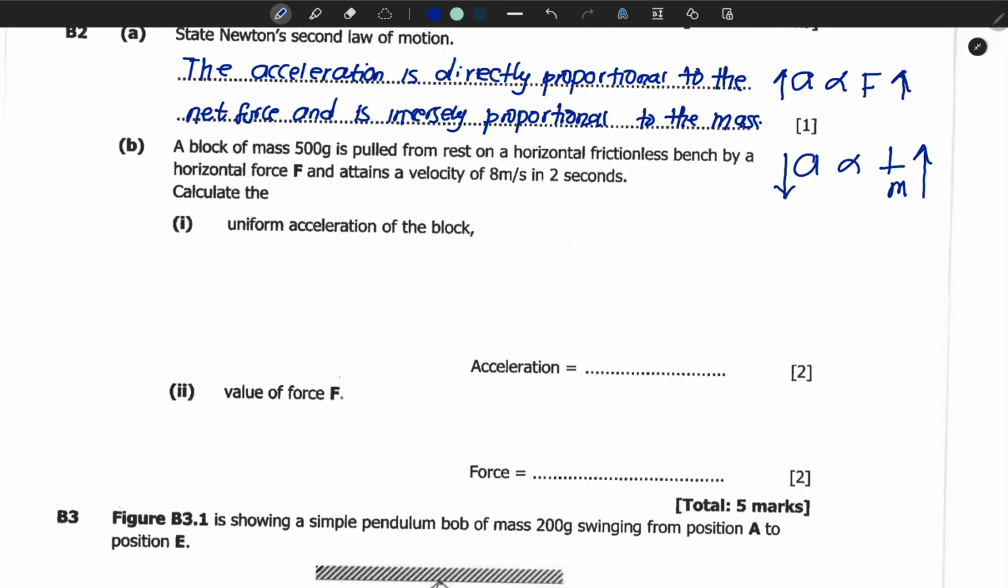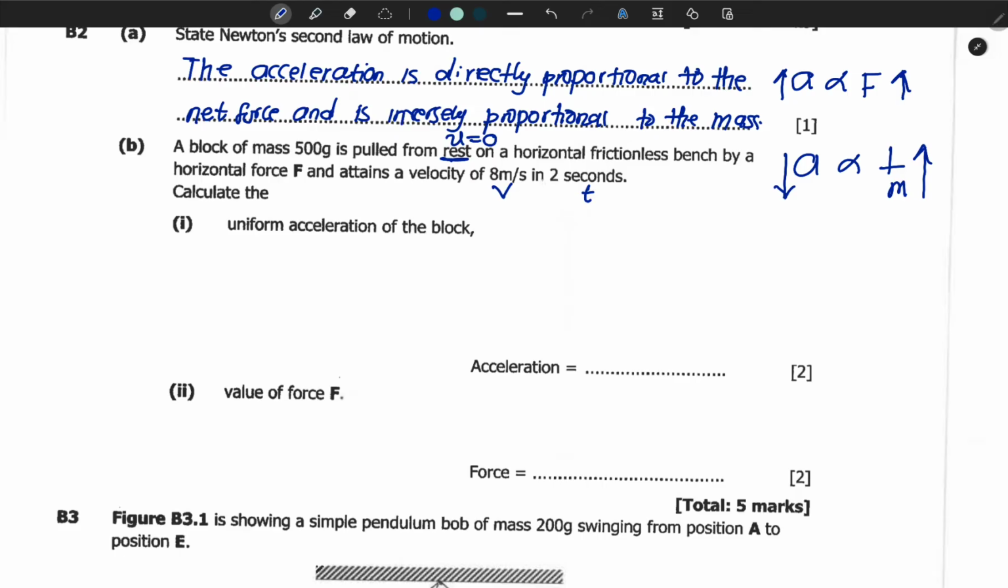We move on to question B. A block of mass 500 grams is pulled from rest. So the word rest here simply means the initial velocity is 0, on a horizontal frictionless bench by horizontal force F and attains a velocity of 8 meters per second. So this was final velocity. Then we have t.